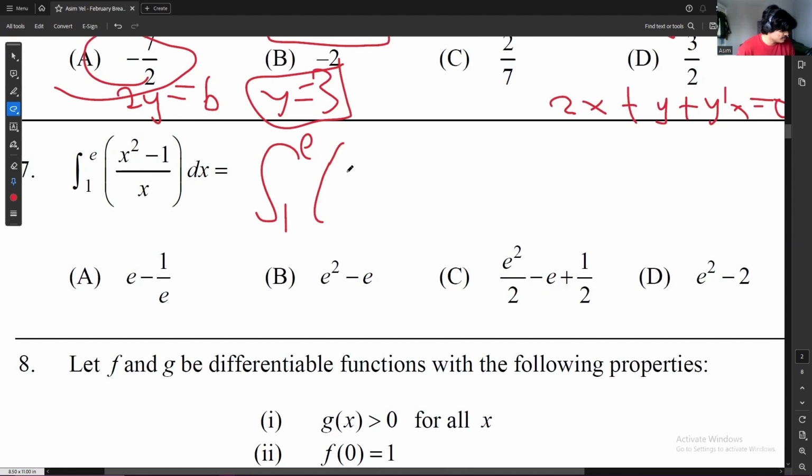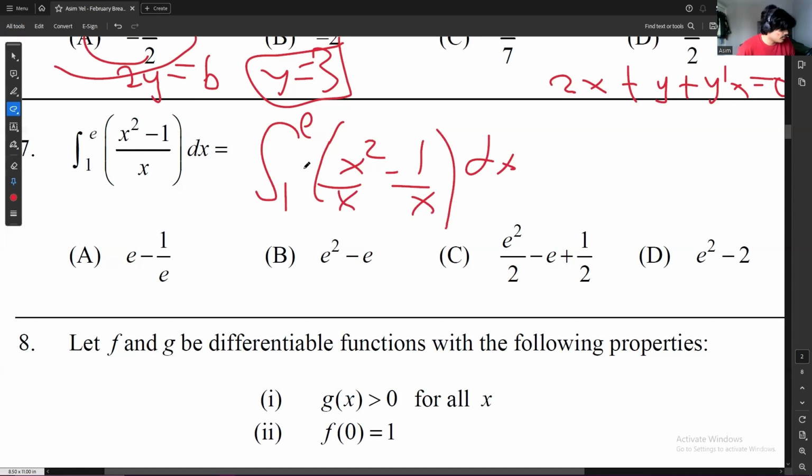So I'm just going to divide x into both elements. So x squared over x minus 1 over x, dx. Now let's just simplify this. x minus 1 over x, integral from e to 1, dx.